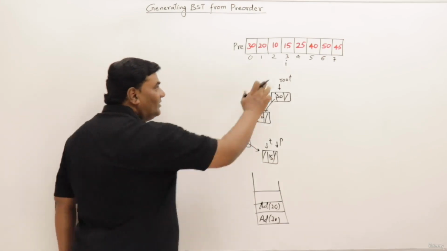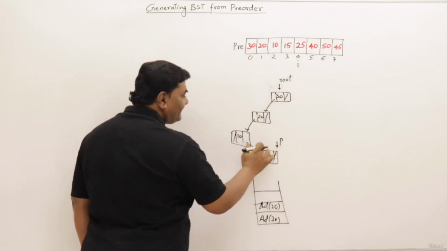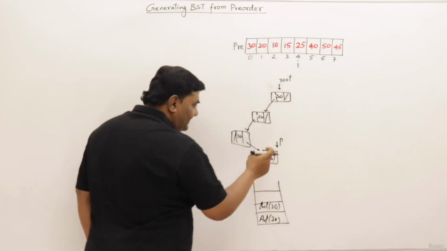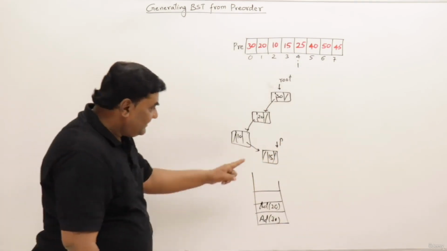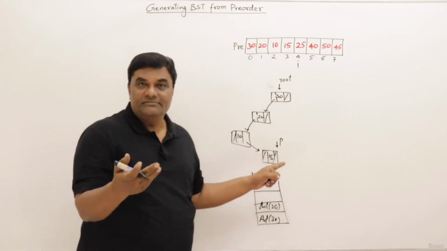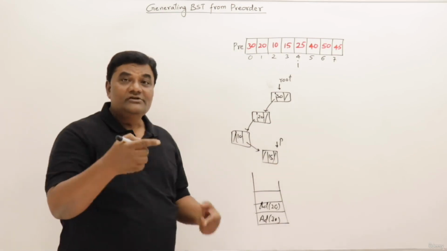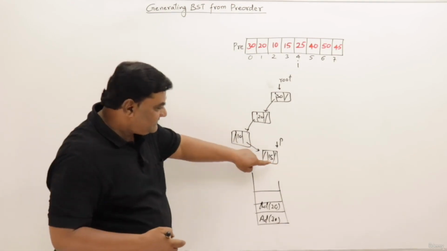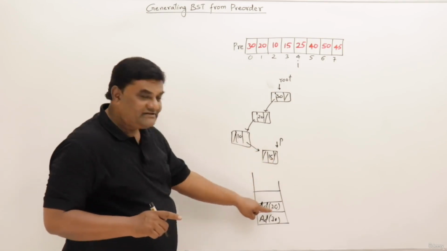Next. Move to the next. The step is repeating. 25. Is it less than 15? No, it's not less than 15. Is it greater than 15? Yes, obviously it is greater than 15. Shall I insert it on the right side? No, no. You have to check whether it is lying in between the range of this 15 and this node.